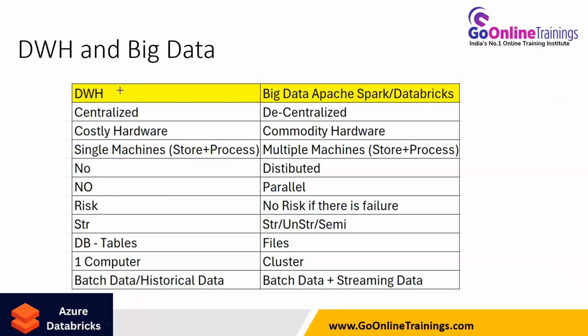Data warehousing is also called OLAP because you're going to be creating a lot of reports using this. A lot of Power BI reports are going to be prepared using this. It is called online analytical processing. A lot of reports are going to be generated here. So here, no risk, and only structured data, versus structured, unstructured and semi-structured data.